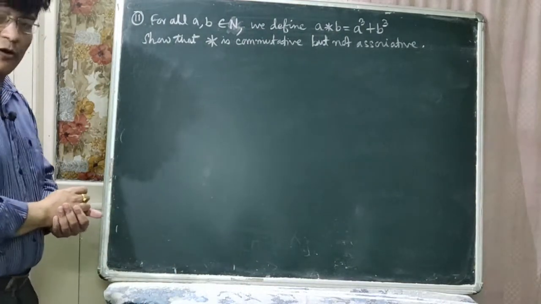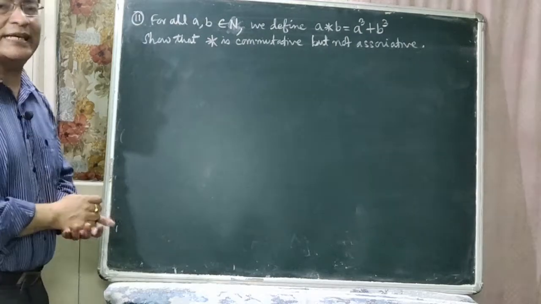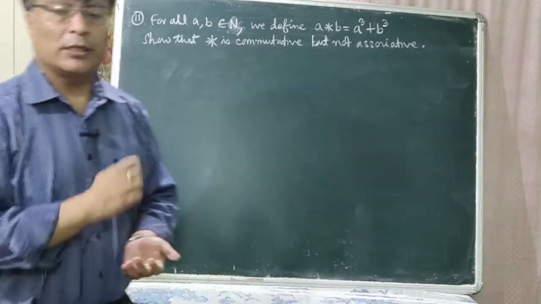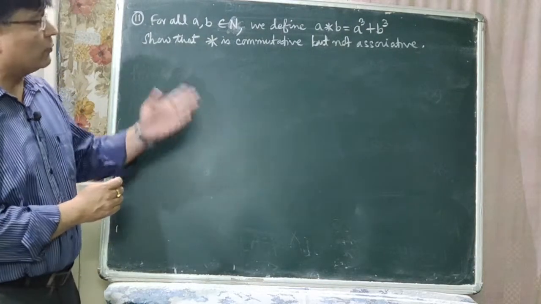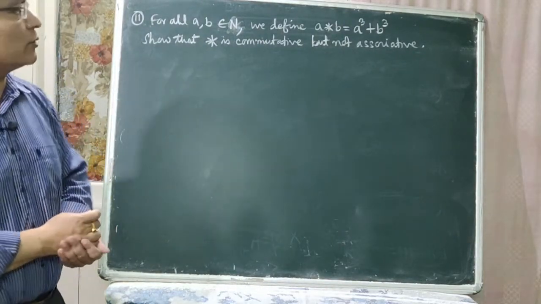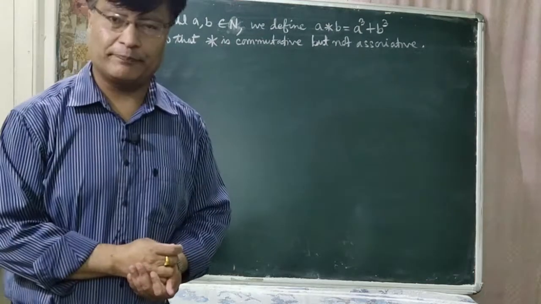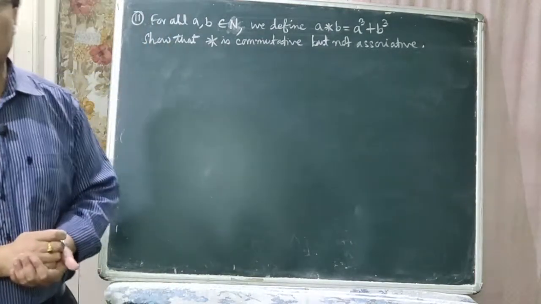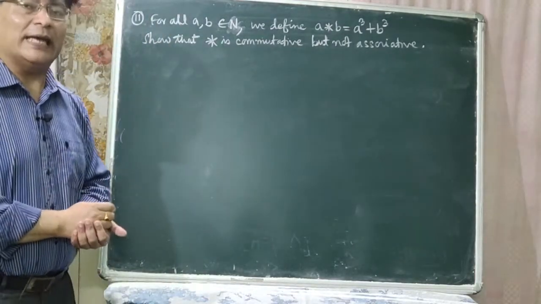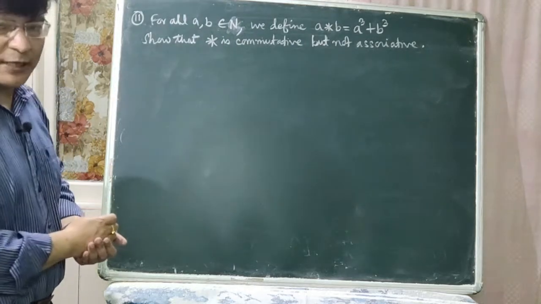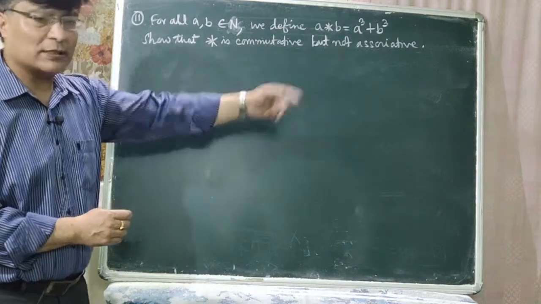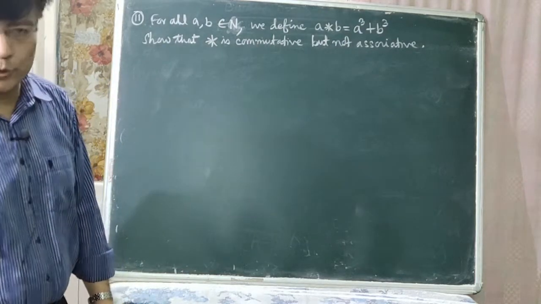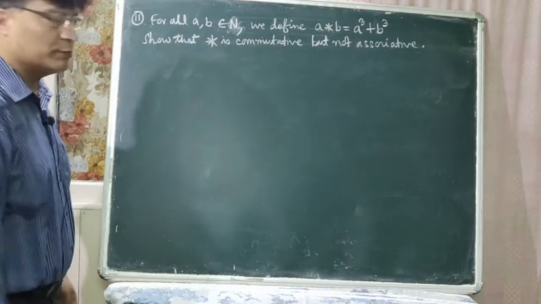For all A comma B belongs to the set of natural numbers. Your capital N is the set of natural numbers. And we define A star B is equal to A cube plus B cube. Okay. So here the star operation is defined as A star B is equal to A cube plus B cube. Now we have to prove that this star is commutative, but this star is not associative. So let us prove it now.